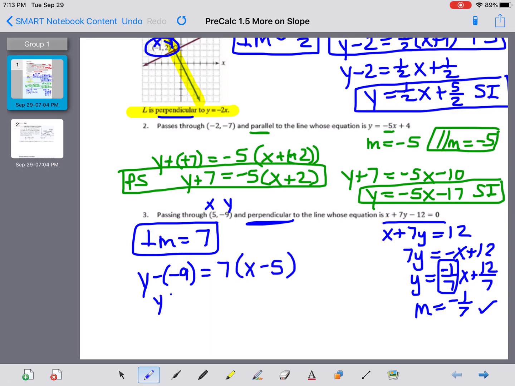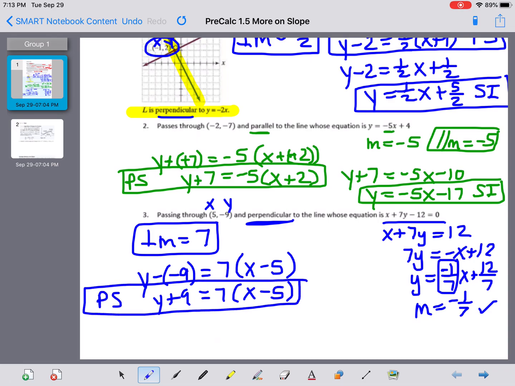Cleaning up my y's, I get y plus 9 equals 7 parentheses x minus 5. Make sure you leave point slope form in a point slope form. Don't do too much simplification when you choose your point slope form. Now to change it into slope intercept form, I'm ready to distribute my 7. And now I'm going to subtract 9 to the other side. 7x minus 44. And there's my slope intercept form.